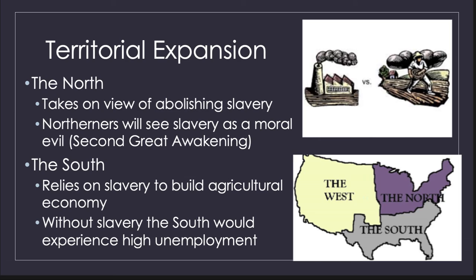Without slavery in the South, they would experience high unemployment because people can't pay everyone to work on the farms. So the South is going to say we have to keep slavery. There is no way for us to navigate our economy without it. And when it comes to territorial expansion, what do we do with the lands in the West? Well, the South is going to encourage slavery to expand, where the North is going to discourage slavery from expanding.